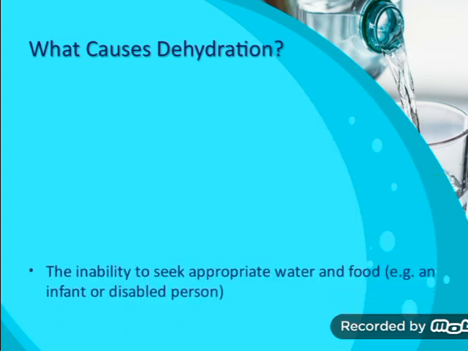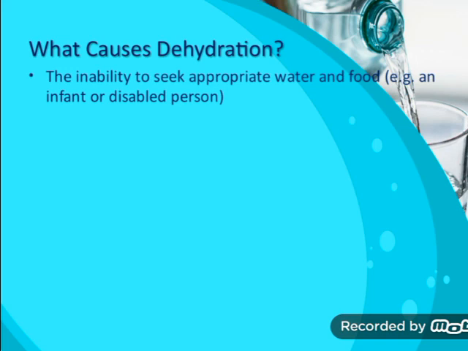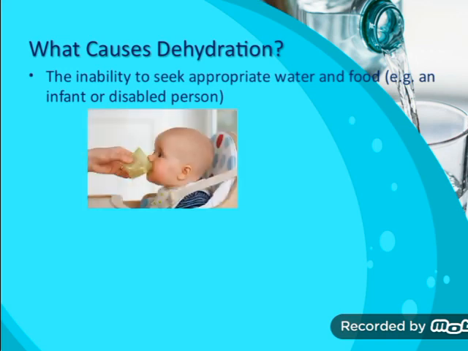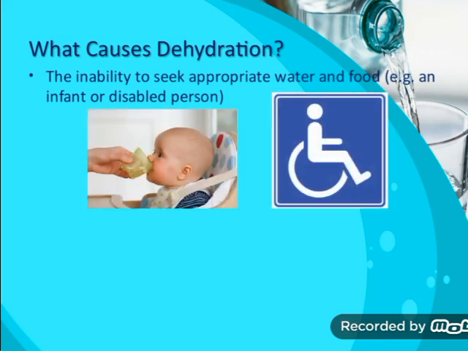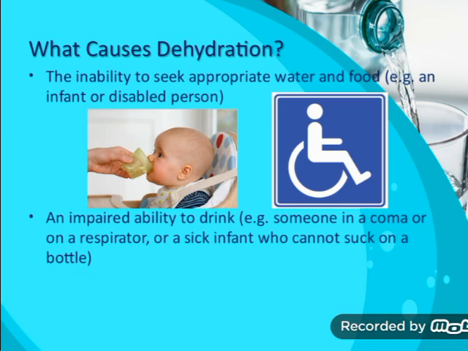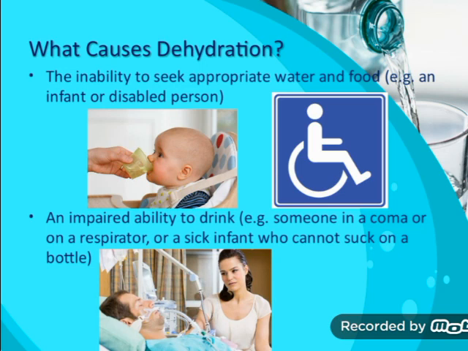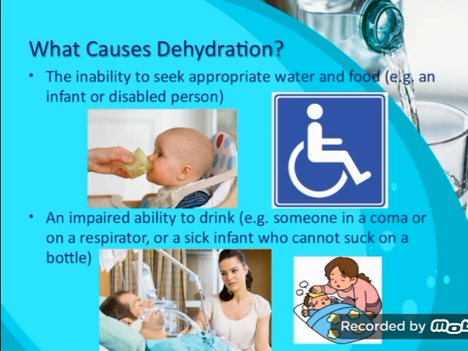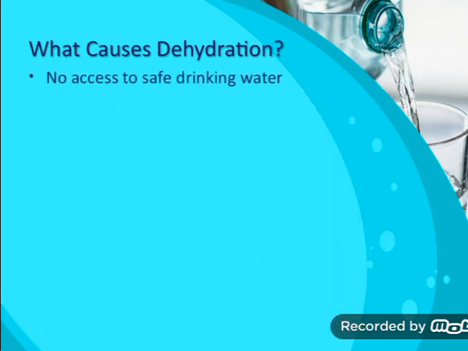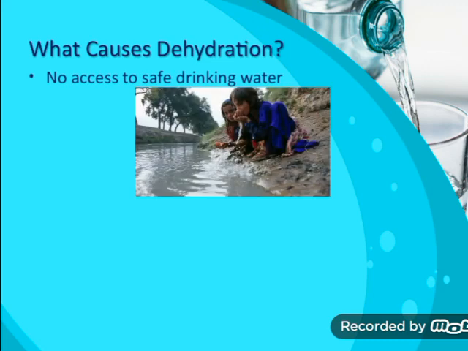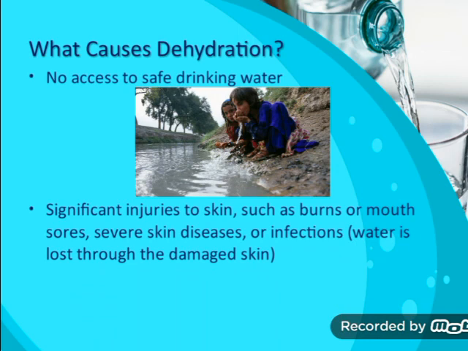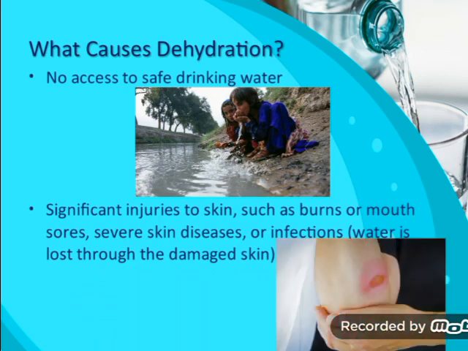We also have the inability to seek appropriate water and food, such as an infant or a disabled person. An impaired ability to drink, as in someone in a coma or on a respirator, or a sick infant who cannot suck on a bottle. And then, no access to safe drinking water, and significant injuries to skin, such as burns or mouth sores, severe skin diseases or infections, wherein water is lost through the damaged skin.